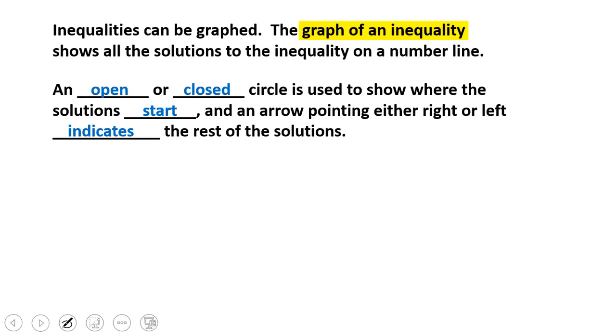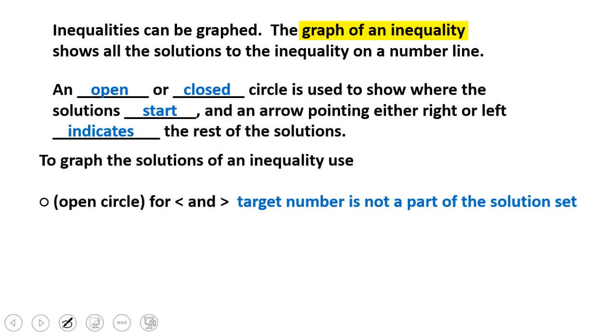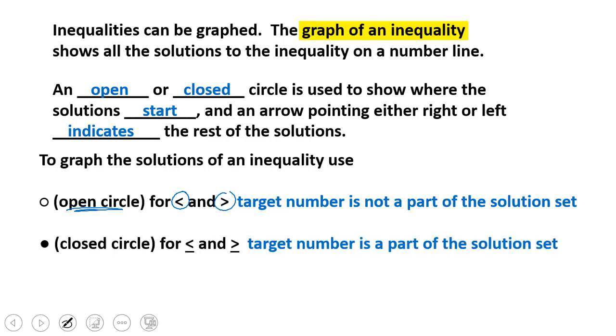And we're going to talk about that open or closed circle, because if you have an open circle when you're graphing the solutions to this inequality, it tells us that we're using either less than or greater than. That means the target number is not a part of the solution set. It is open. That solution is not included in the solution set, even though that's where our solutions begin. And a closed circle is used for either less than or equal to, greater than or equal to. That tells us that the target number that that circle is on is a part of the solution set.